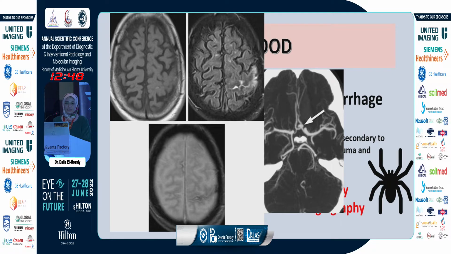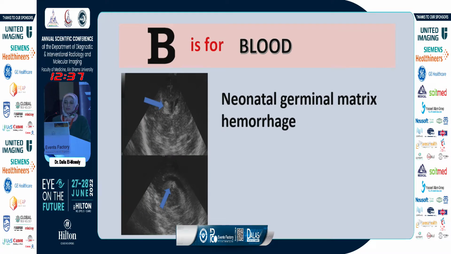In MRI brain, T1 and FLAIR sequences, there is a hyperintensity within the brain sulci giving the ivy sign, and it shows blooming artifact on T2 star. Neonatal germinal matrix hemorrhage: in transcranial ultrasound, it shows hyperechogenicity within the germinal matrix.